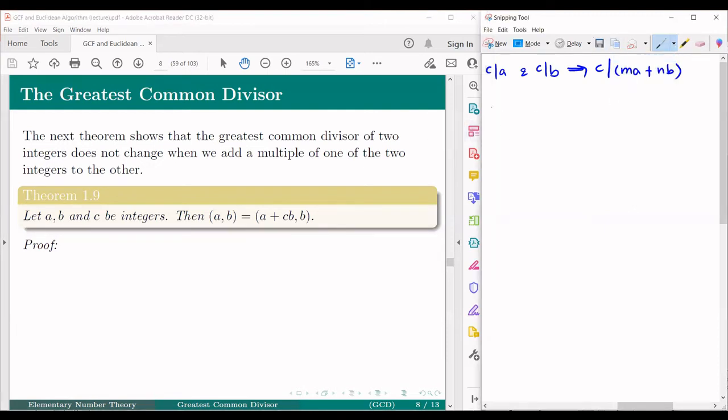Or we can also have this. The GCD of A and B is the same as the GCD of A and B plus CA. We can also have this one. So it means we added a multiple of A, a multiple of the other integer. So a multiple of A to B. Here, in our theorem, we added a multiple of B, which is CB.